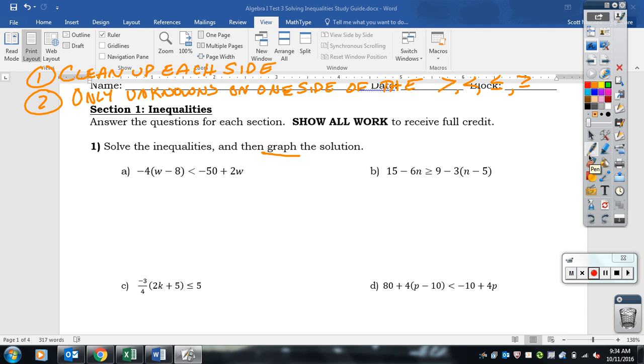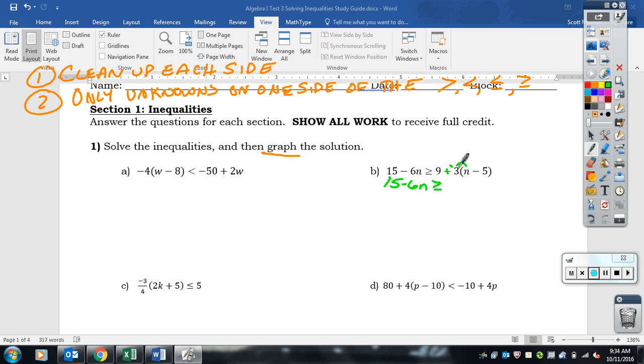1B, again, we got to clean up each side. This left-hand side, nothing to do. That's 15 minus 6n is greater than or equal to. This side we have to distribute. Keep in mind, I'm not distributing a 3. I'm actually distributing a negative 3. You might say, Mr. Mitchell, that's a subtraction sign. Keep, change, change. Now you obviously see it's a negative sign.